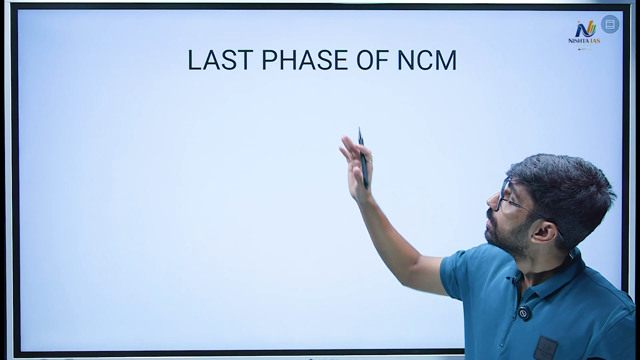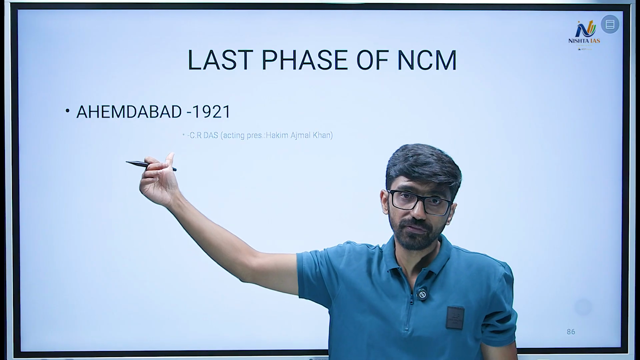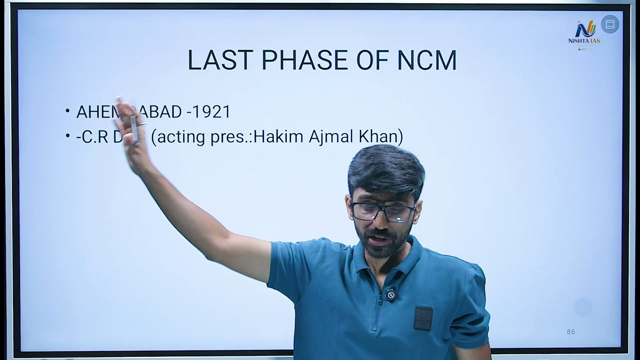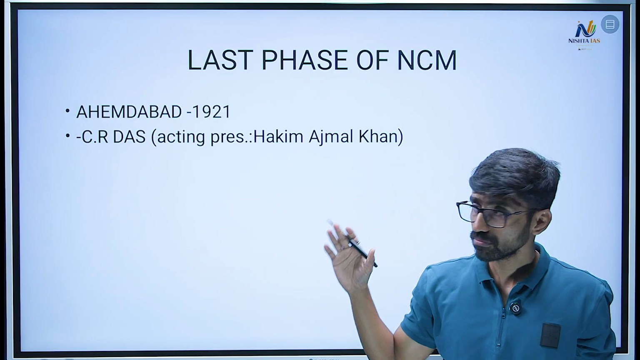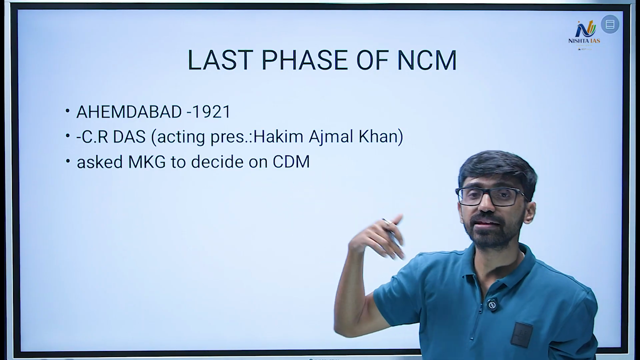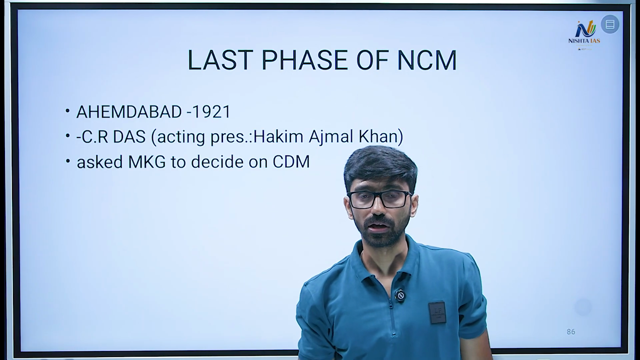Now the last phase of CDM that we can talk about: the Ahmedabad session happened in 1921. The president was Chittaranjan Das, but he was arrested because most of the leaders got arrested. The acting president was Hakim Ajmal Khan. Chittaranjan Das, who was in jail, asked Mahatma Gandhi to decide on CDM, whether to launch CDM and go ahead with the no tax campaigns or not.